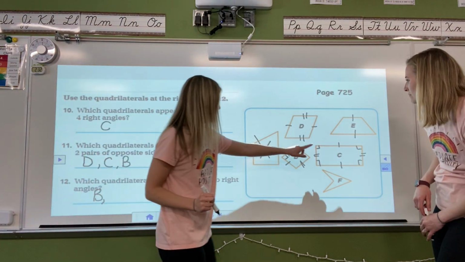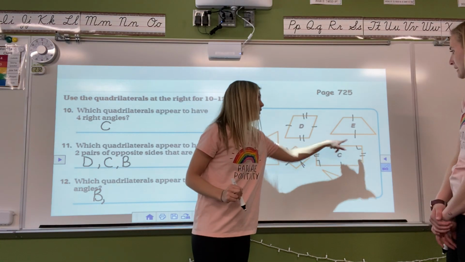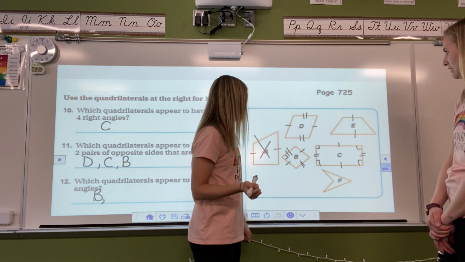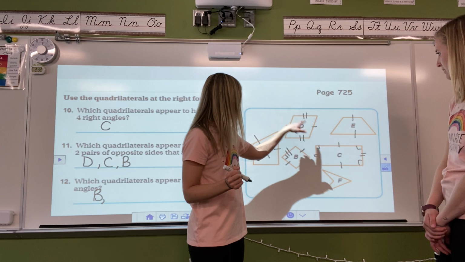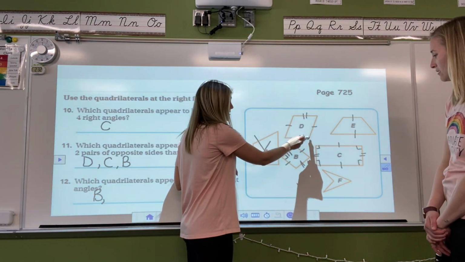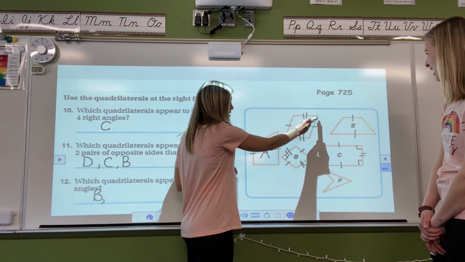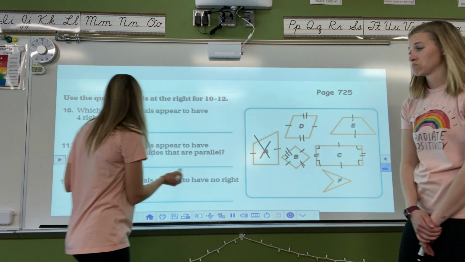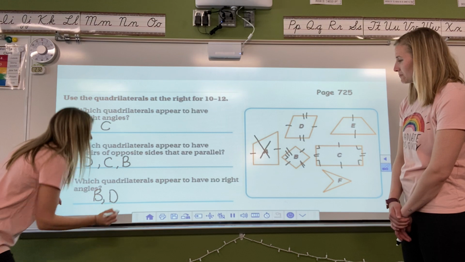Let's look at C. Well, we already marked our angles, so I know it can't be C. That has 4 right angles. Let's move to D. That's not a right angle. That's acute. That's obtuse. Acute. And obtuse. All right, so D has no right angles.